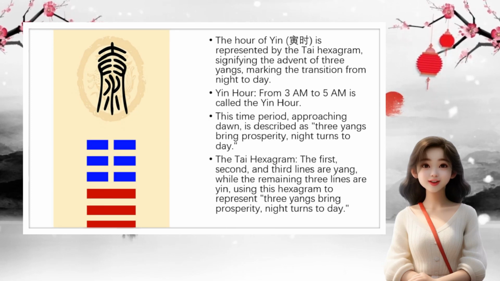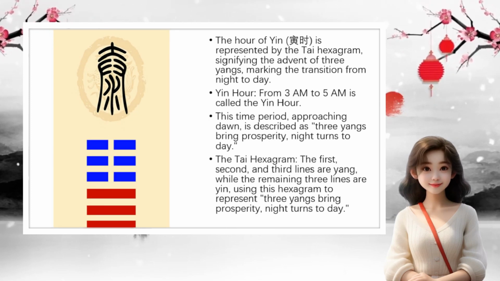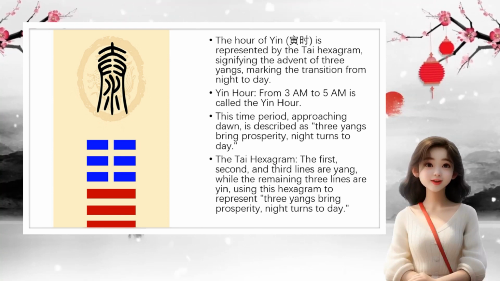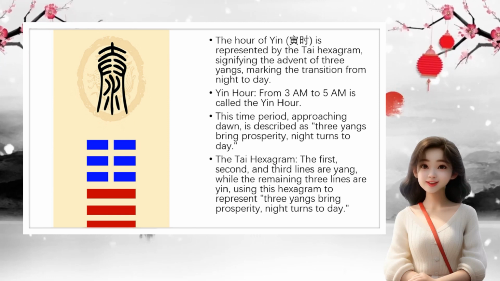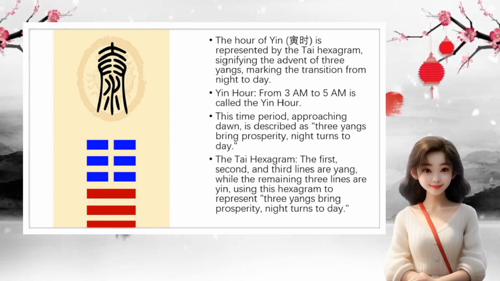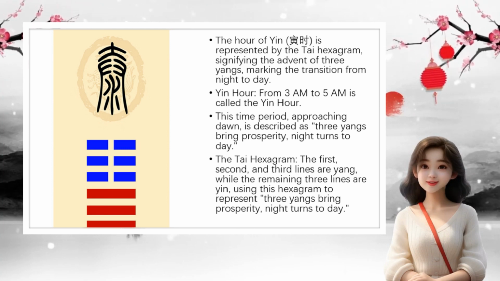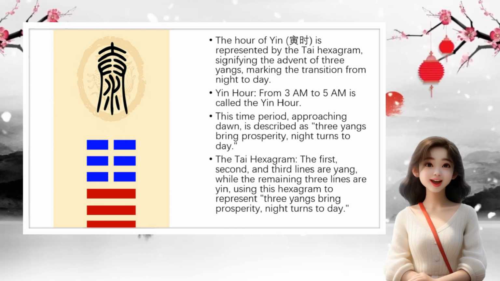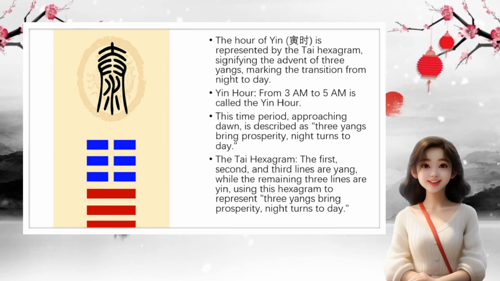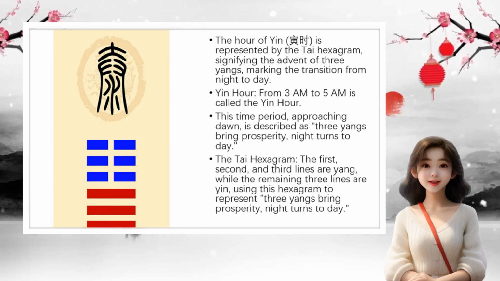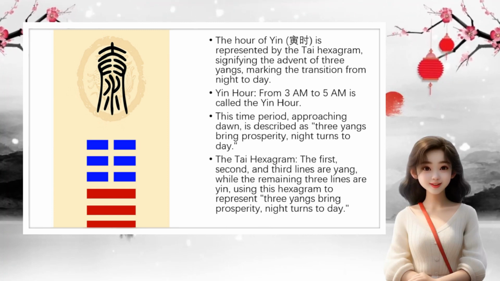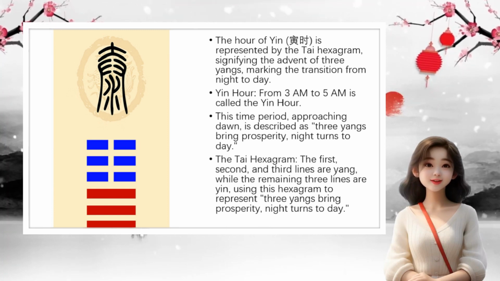The hour of Yin is represented by the Tai hexagram, signifying the advent of 3 yangs, marking the transition from night to day. Yin hour, from 3 a.m. to 5 a.m., is called the Yin hour. This time period, approaching dawn, is described as 3 yangs bring prosperity. Night turns to day. The Tai hexagram, the first, second, and third lines are yang, while the remaining 3 lines are yin. Using this hexagram to represent 3 yangs bring prosperity. Night turns to day.